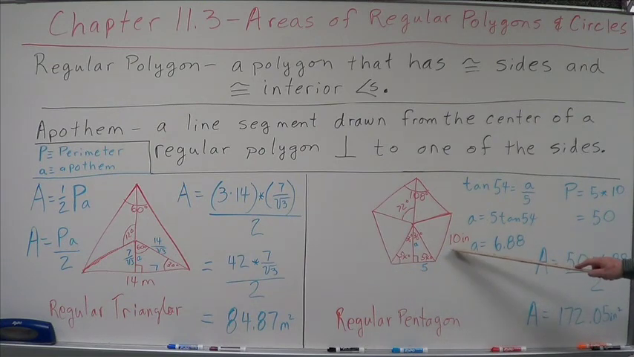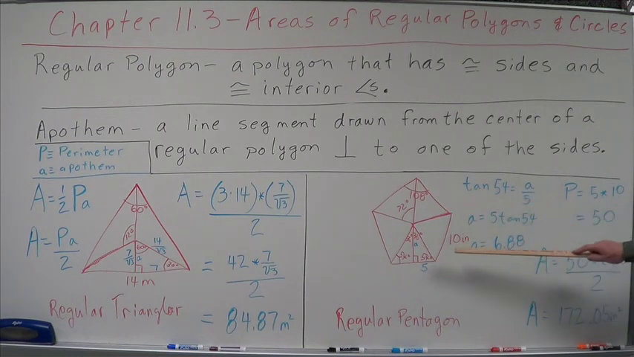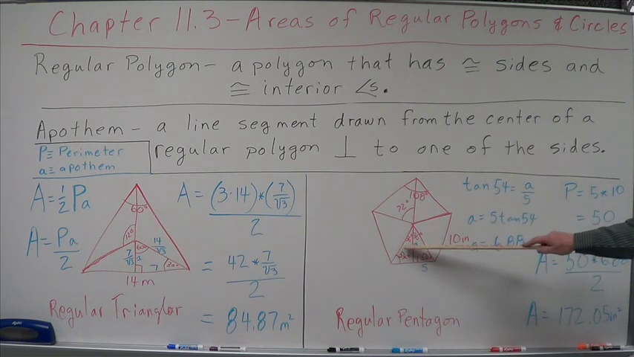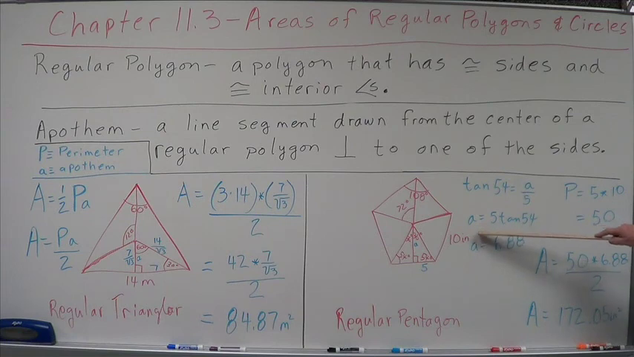Well, if this whole side is 10, then I know that half of it is 5. Okay? So half of it's 5. So we need to find the apothem. Well, I'm going to take the approach from standing here, and I'm going to use the tangent of 54 degrees is the opposite, which is my apothem, divided by my adjacent, which is 5. So A, my apothem equals 5 times the tangent of 54, which rounds to about 6.88.